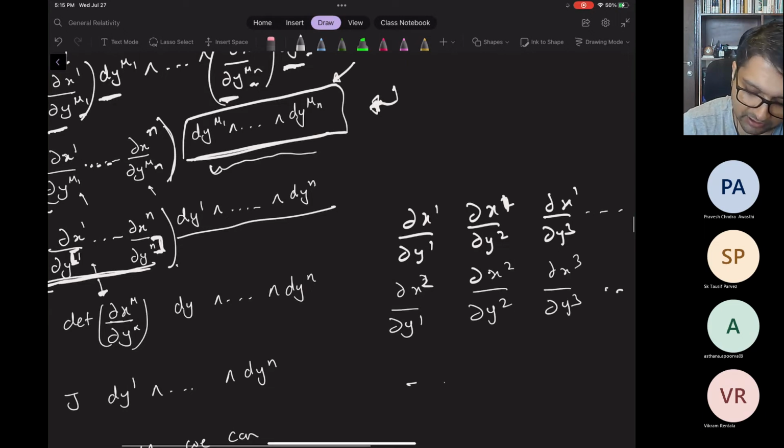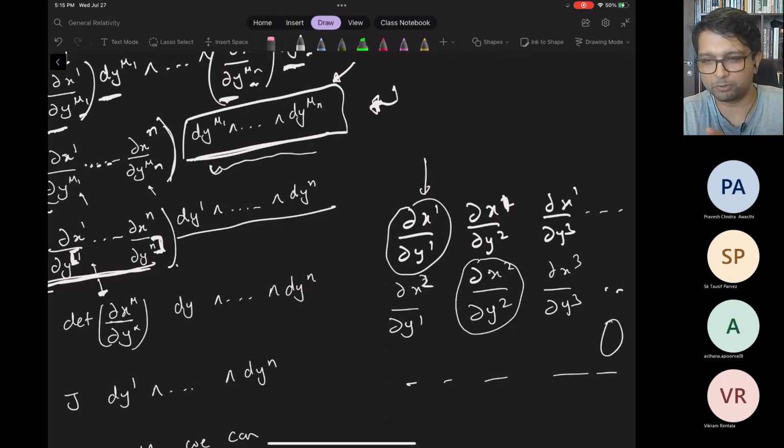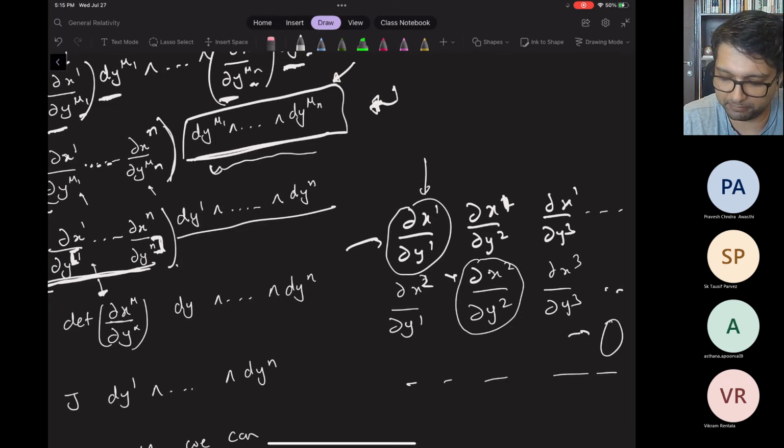Okay, so if I want to take the determinant of this matrix, what I will do is pick out any element of one row, another element from another row, and so on, and I will assign an appropriate sign to them based on which elements I'm picking out.